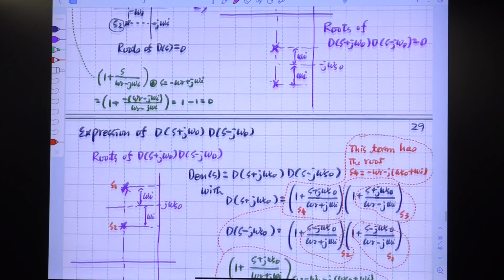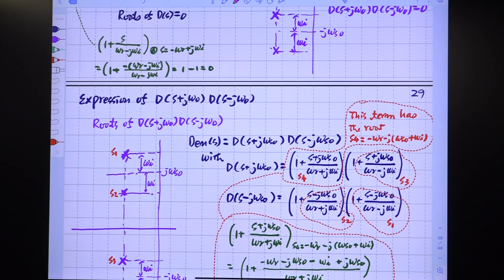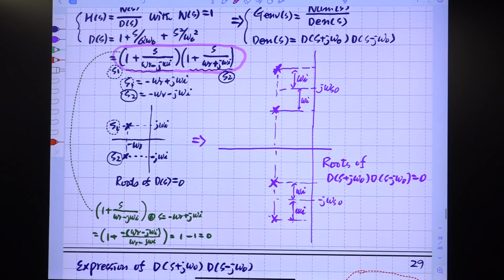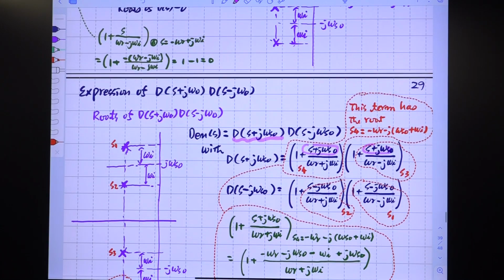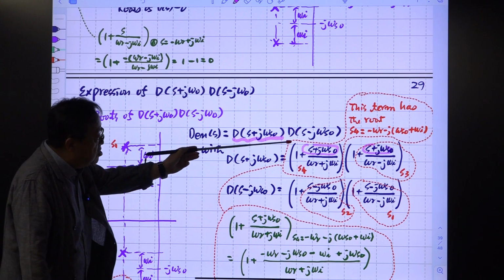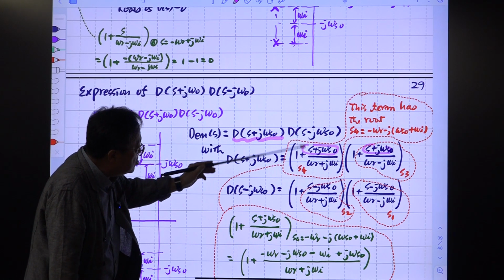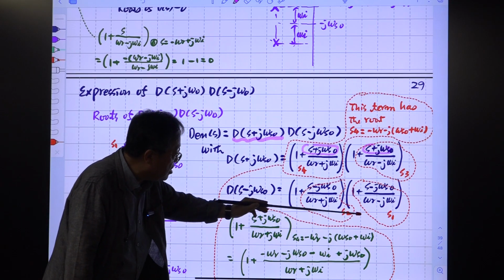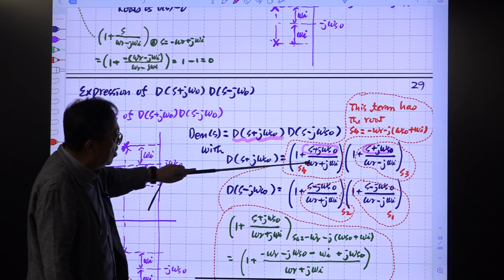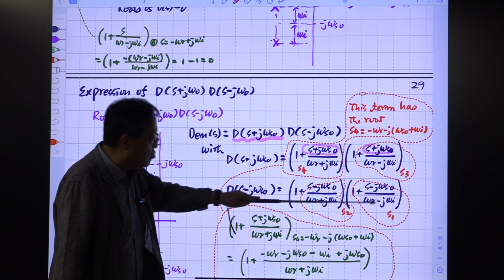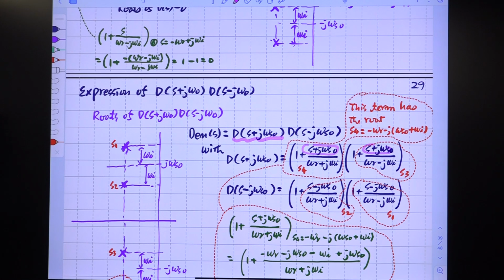And put s plus j omega s here, j omega s here. So this term is related with this one. It generates 2 poles. And for this term, you put here s minus j omega s0 like this. Then we have one pole, another pole, and additional 2 poles. So in total we have 4 poles. Those poles are shown here.